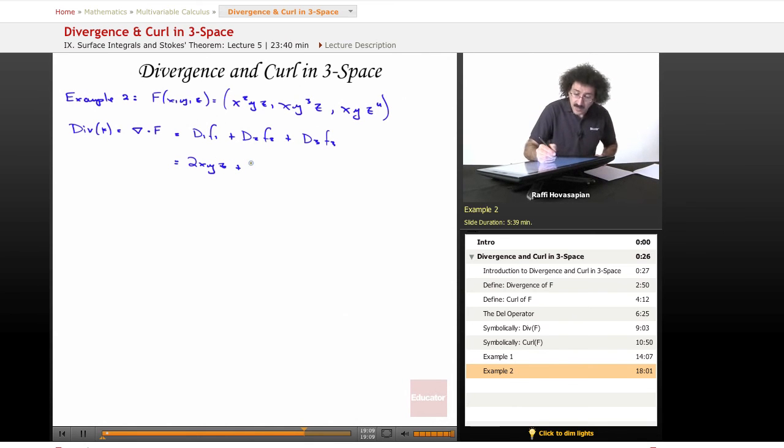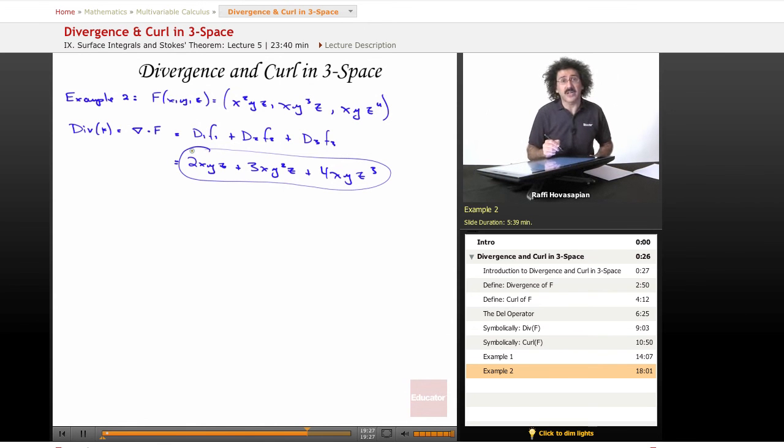plus this one. The derivative with respect to y is going to be plus 3x y squared z. And the derivative with respect to z of this one is going to be plus 4x y z cubed. This is our divergence of the particular vector field. Okay, so now let's go ahead and do the curl of the vector field.